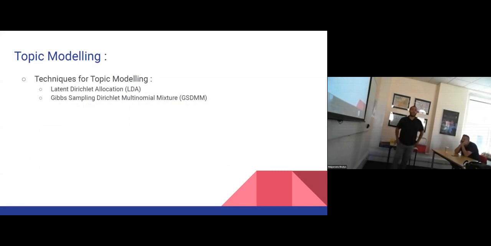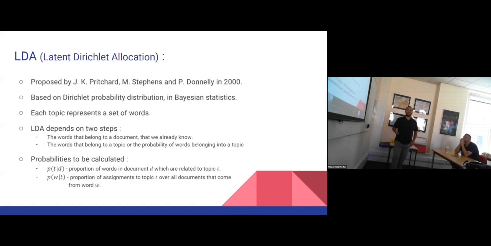There are several techniques of topic modeling, but we will pick 2 main techniques, which are latent Dirichlet allocation and Gibbs sampling Dirichlet multinomial mixtures. How about LDA, latent Dirichlet allocation? It was proposed by J.K. Pritchard, M. Stephens, and P. Donnelly in 2000. LDA is based on a statistical model, a statistical distribution. It's based on what's called the Dirichlet probability distribution in Bayesian statistics.